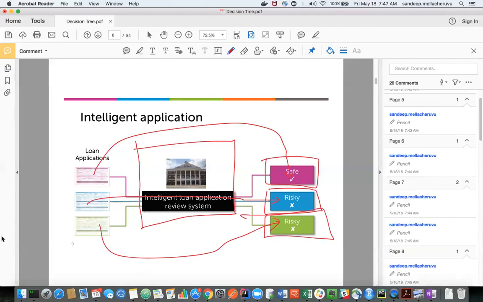You get a loan application, and immediately you decide based on some logic whether you want to keep it in this bucket, or this bucket, or this bucket. One of the buckets you want to keep it in. So to do that, you want an intelligent system.